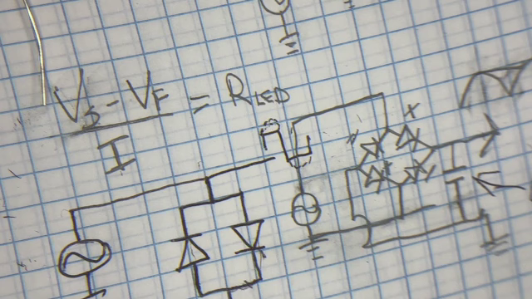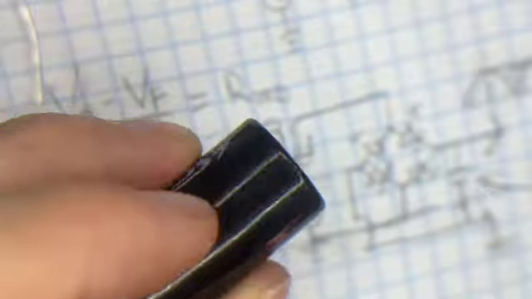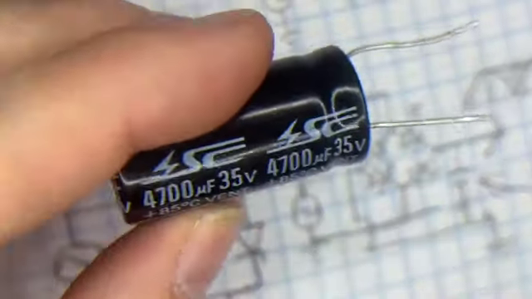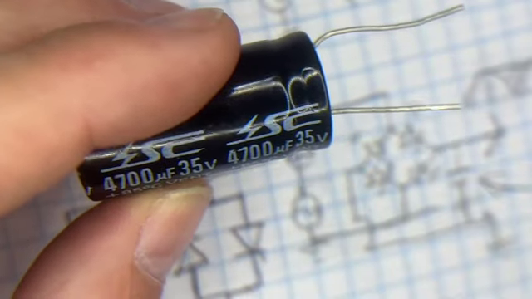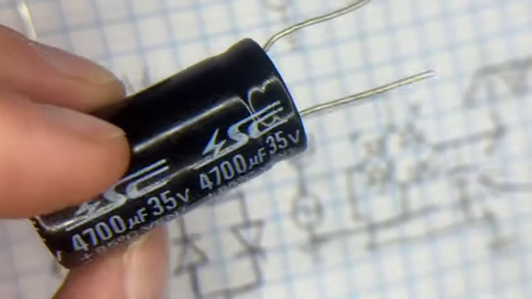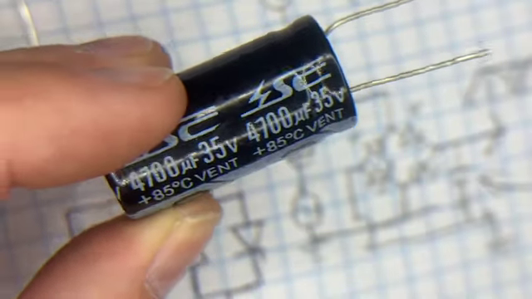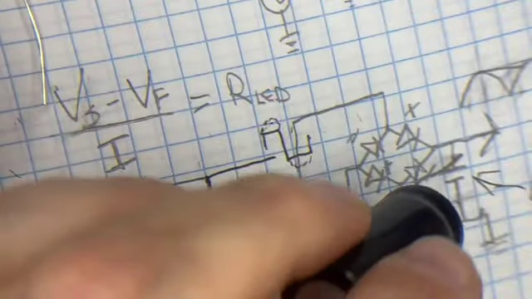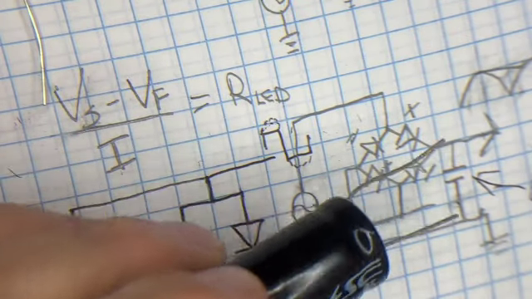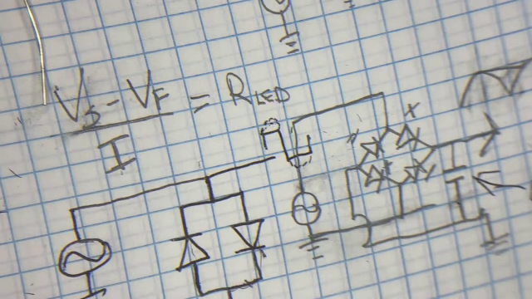An example, this capacitor right here, 4,700 microfarad for 35 volts. This is approximately reasonably good enough for like a 17 volt power supply. So you put in something like this right here, that would be reasonably effective for 17 volts.